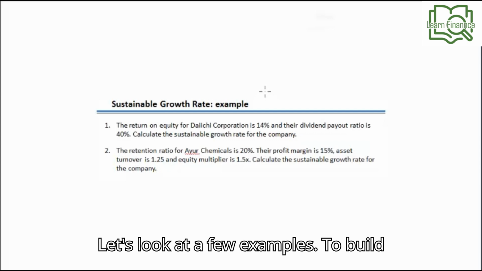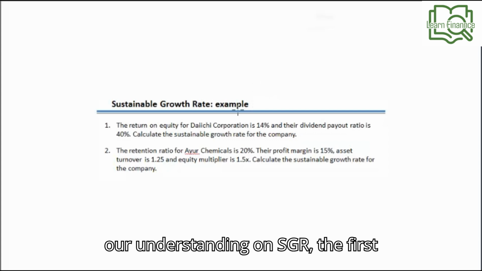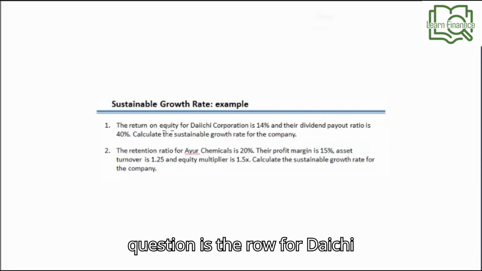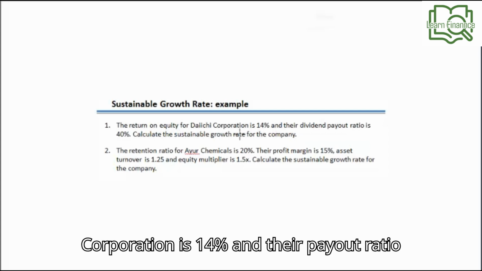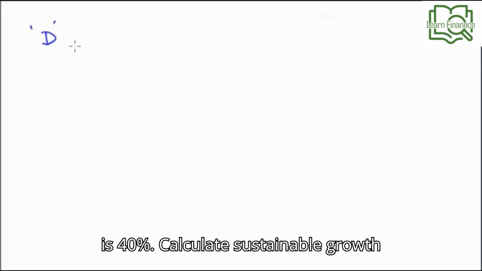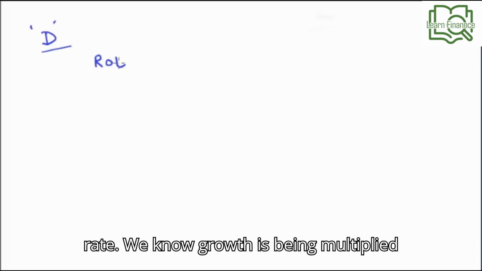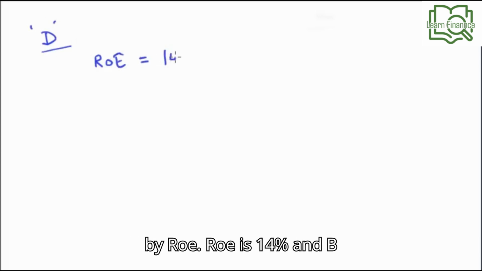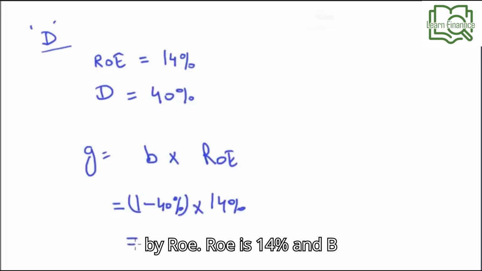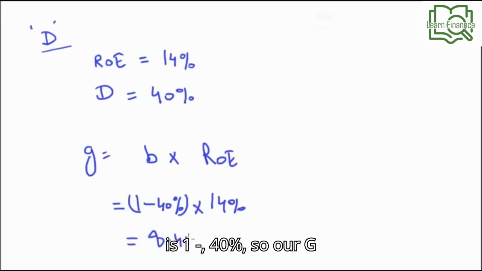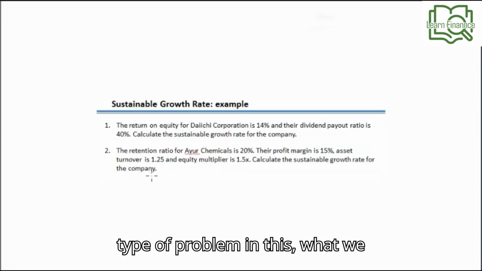Let's look at a few examples to build our understanding of SGR. The first question: the ROE for Daiichi Corporation is 14% and their payout ratio is 40%. Calculate the sustainable growth rate. We know growth is B multiplied by ROE. ROE is 14% and B is 1 minus 40%. So our g is 8.4%. Let's look at another type of problem.